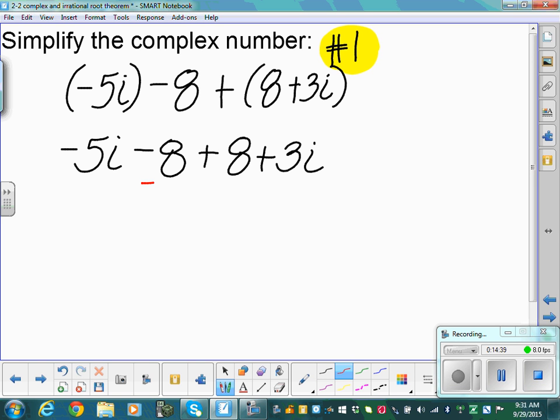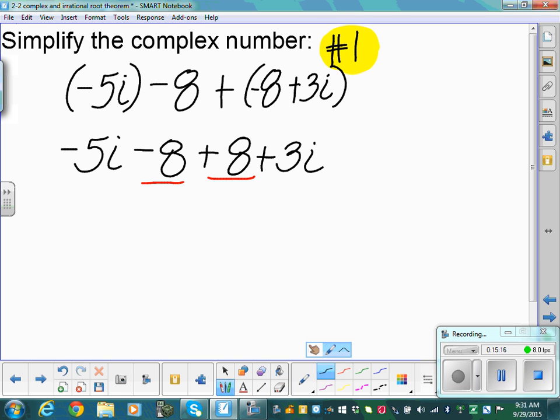So we have -8 plus 8, which is... Guys, don't think so hard about it. What's -8 plus 8? 0. What? The worksheet, that's negative. Oh, yay. So I have the wrong problem. Okay. So this was negative.